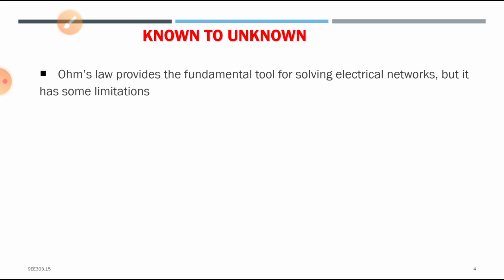Ohm's law provides the fundamental tool for solving electrical networks, but it has some limitations. It obeys linearity. It will apply for only linear networks. It cannot be applied to circuits where more than one source is acting simultaneously in the circuit. In such cases, we can apply our basic Kirchhoff's current law and Kirchhoff's voltage law.